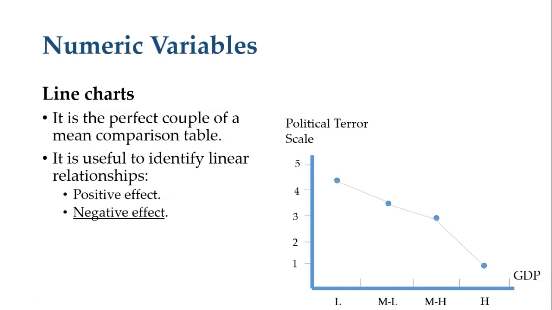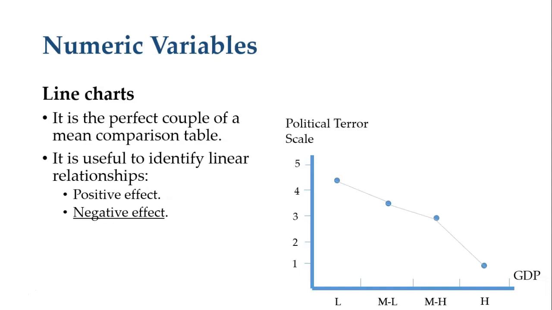The political terror scale is the opposite of the Freedom House scores. The political terror scale, if you don't remember, because we talked about that in another lecture, is an ordinal variable that measures the extent to which the regime violates human rights. One is when the government rarely violates human rights, and 5 is when it does it constantly, frequently, and massively. And again, you can see the negative relationship between the GDP and the political terror scale.